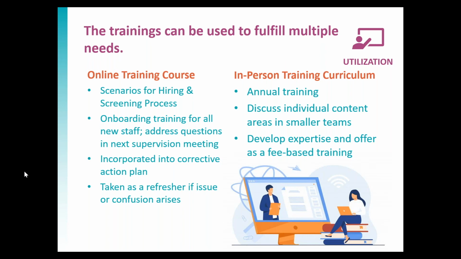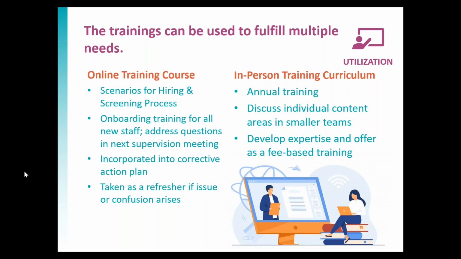So the in-person training, that's something where we're hoping folks will build that into their annual training practice, discuss those, and then, in supervision or other smaller team settings, discuss individual content areas or special populations that you're serving that could be added to this training and augmented. STRTPs have staff trainers or trainers that they contract with who could develop expertise and then offer this to any community partners as a fee-based training as well. So everything that we're offering here is free.